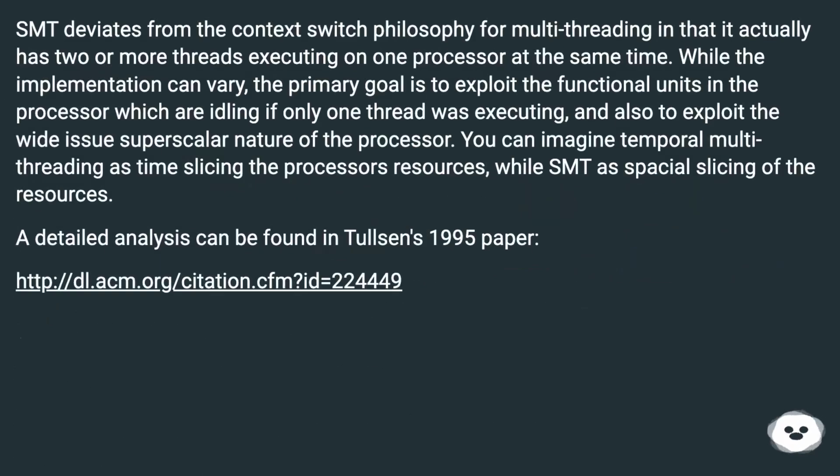SMT deviates from the context switch philosophy for multi-threading in that it actually has 2 or more threads executing on one processor at the same time. While the implementation can vary, the primary goal is to exploit the functional units in the processor which are idling if only one thread was executing, and also to exploit the wide-issue superscalar nature of the processor. You can imagine temporal multi-threading as time slicing the processor's resources, while SMT is spatial slicing of the resources. A detailed analysis can be found in Tullsen's 1995 paper, this URL.